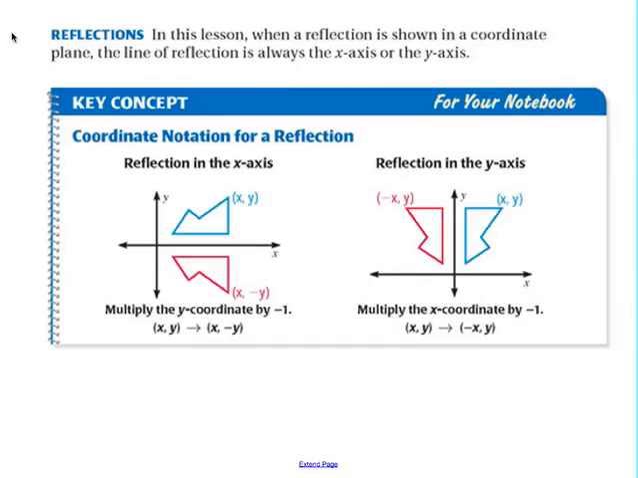Next, we'll talk about reflections. This is isometric transformation number 2. A reflection is shown in the coordinate plane. The line of reflection is always the x-axis or the y-axis. In this lesson, we might see it at some other lines, such as the line x equals 2, y equals 7, or we could even have the famous line x equals y. Oh man, maybe that's for another day.